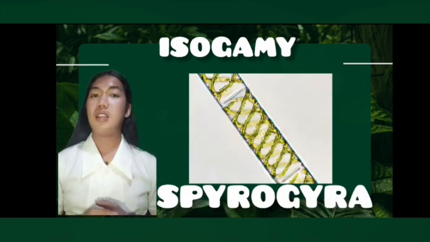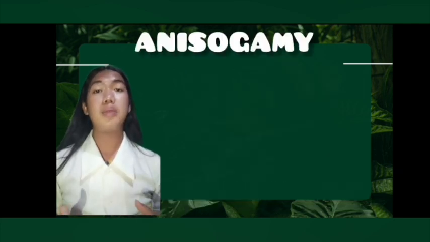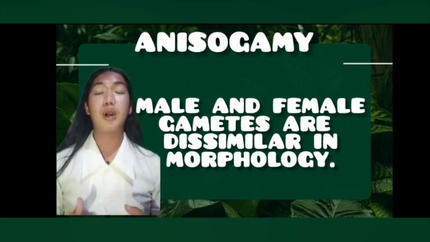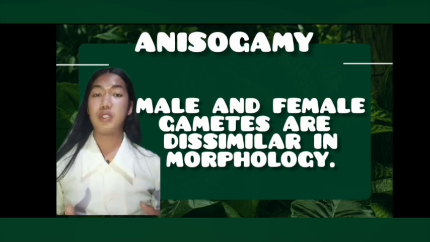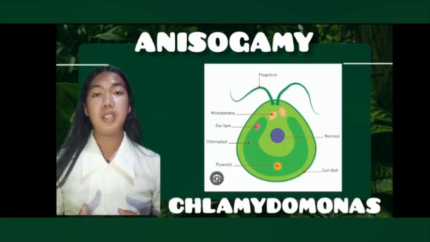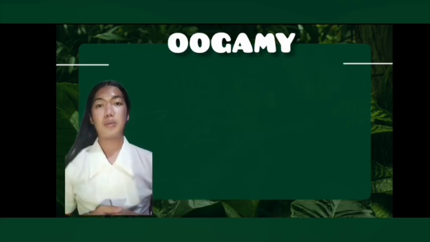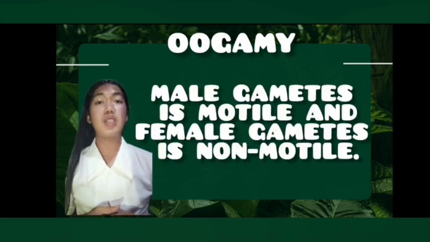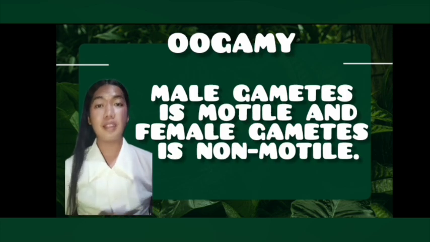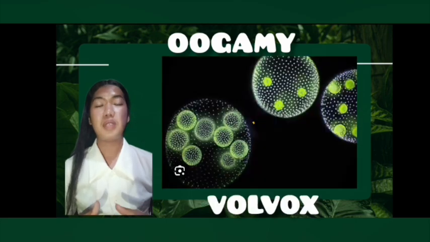Isogamy is seen in the case of Spirogyra. To talk about anisogamy, anisogamy is a type of sexual reproduction that involves male and female gametes that are dissimilar in morphology. Anisogamy is seen in the case of Chlamydomonas. And last, oogamy. Oogamy is a type of sexual reproduction that involves small motile male gametes and large non-motile female gametes. Oogamy is seen in the case of Volvox.